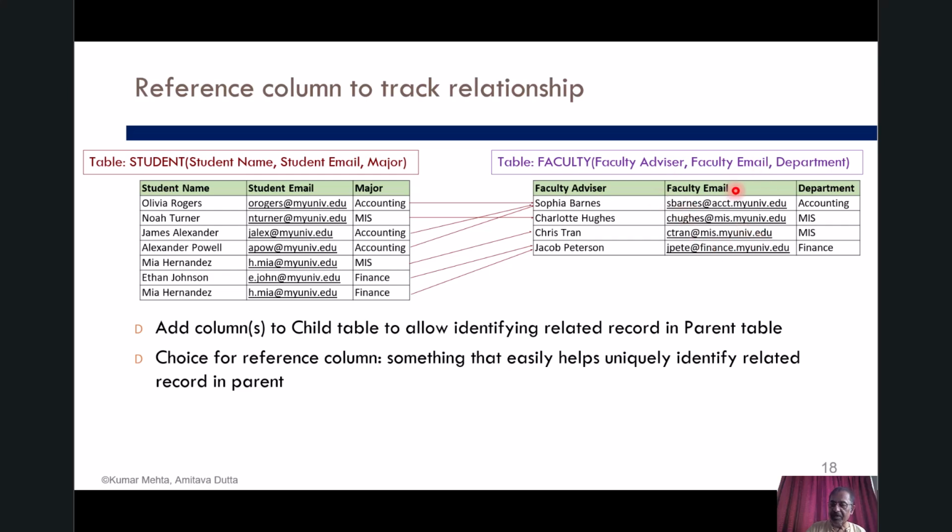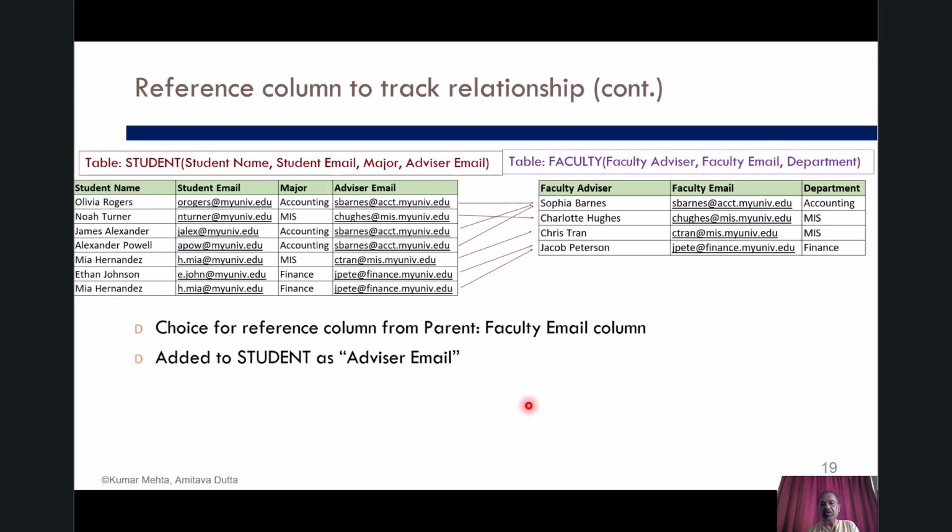Now, if I look at this particular theme called faculty, the faculty advisor name would not be a good reference column, because you could have two advisors with the same name, same first name, same last name. So picking the faculty advisor name as a reference column would probably not be a good idea. However, we do know that each faculty member has a unique email ID, so it would probably be better to use the faculty member's email ID as the reference column. This is how the reference column would look. We would take the faculty member's email ID and add it as an extra column to the student theme.